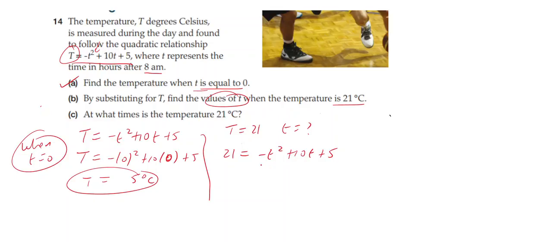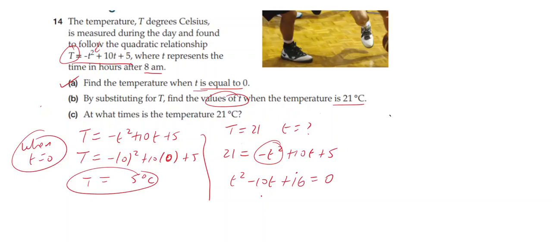I'm going to move everything to the left-hand side because the t squared here is negative. If I move it to the other side, it becomes positive t squared. When I move the 10t, it becomes negative. I've got 21 on this side already, and I'm going to subtract 5, because when I move the positive 5 to the left-hand side, it becomes negative 5. So 21 minus 5 is positive 16, equals 0.